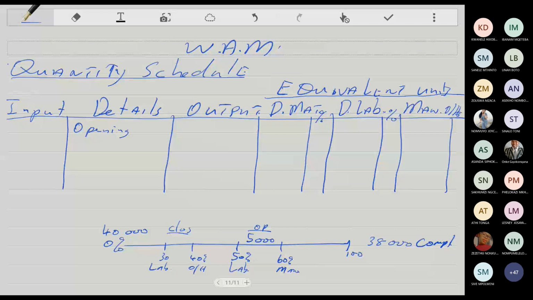Because they didn't tell you how many units you have in closing, you are going to work it out on your own. You know that you receive 40,000 units, and you've already got 5,000 units in production. So the total units in our production is 45,000 units. Out of this 45,000 units, we've completed 38,000. That tells you that the closing is 7,000 units.